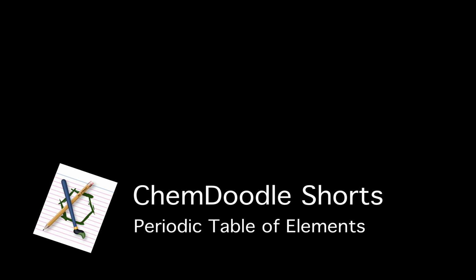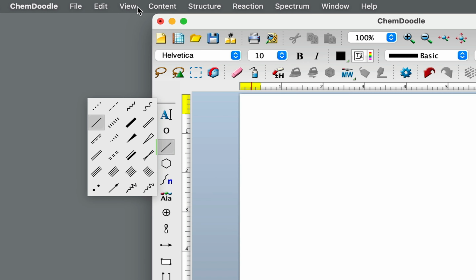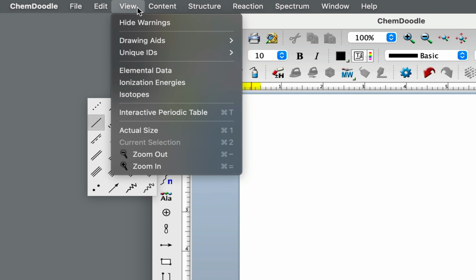Let's learn about the periodic table. The periodic table is an important tool, often used in the sciences, particularly chemistry. Scientists can quickly access basic information and trends about chemical elements. To view the interactive periodic table in ChemDoodle, select the View menu.